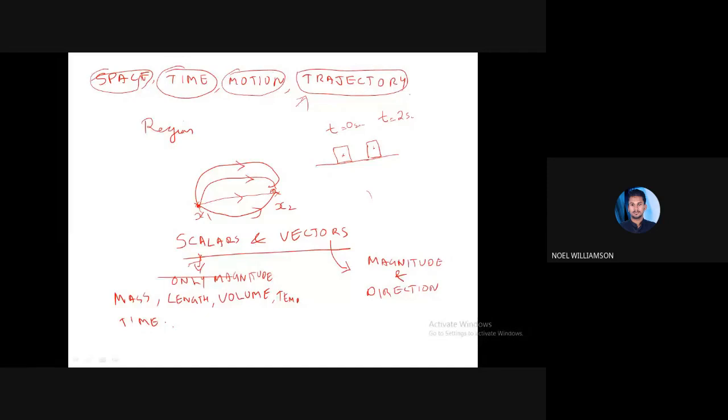Now for vector quantities, we can say force, displacement, velocity, acceleration, momentum, etc. These all have direction. Displacement, 20 meters in this particular direction, or velocity, we can say it is in this particular direction. We denote them by vector notation. Acceleration also has direction. So these all come under vector quantities.